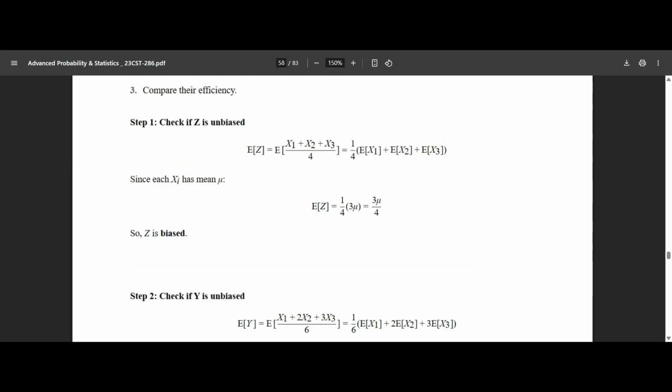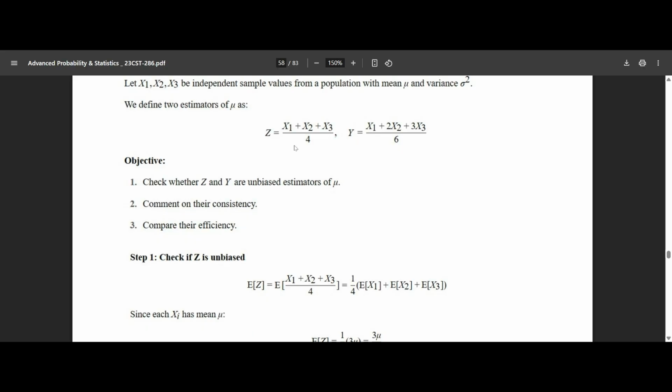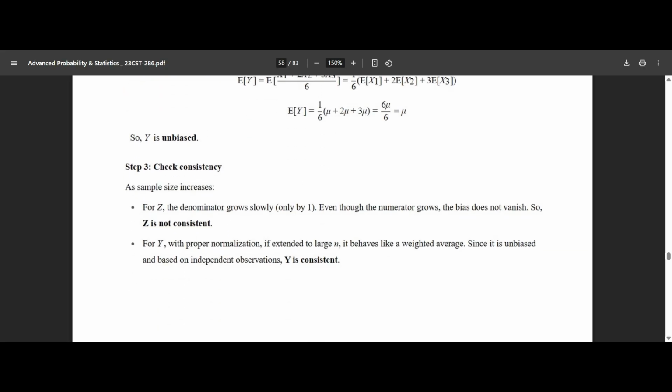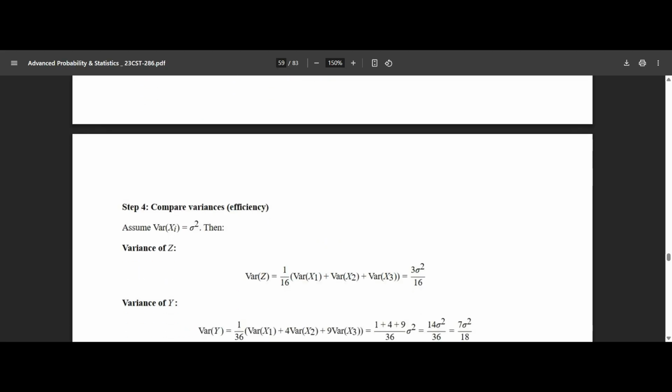What is Z? Yeah, so here what do we see? Denominator grows slowly, so even though the numerator grows, the bias does not vanish. So Z is not consistent. For Y, however, with proper normalization, if extended to large values of n, it behaves like a weighted average. Since it is unbiased and based on independent observations, hence Y is consistent.